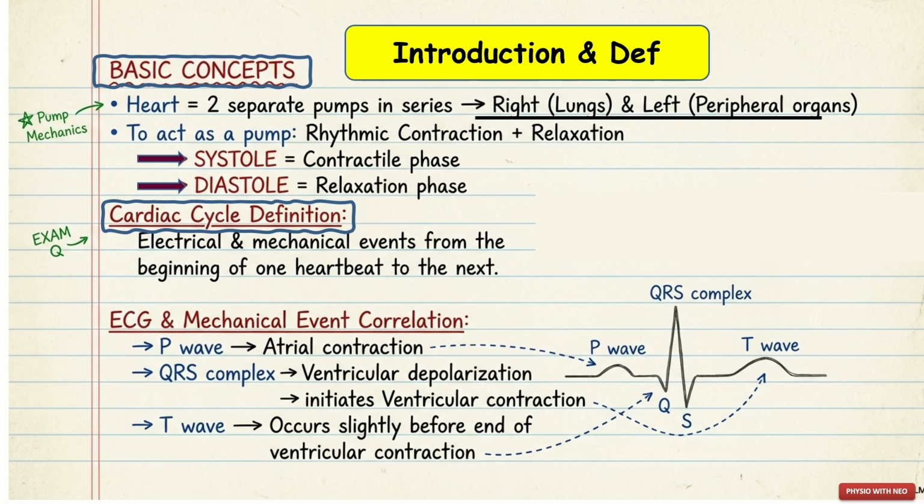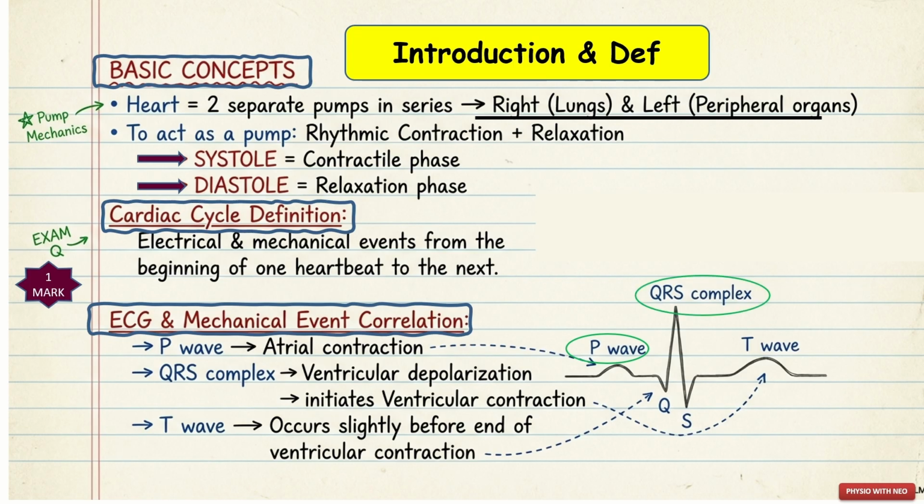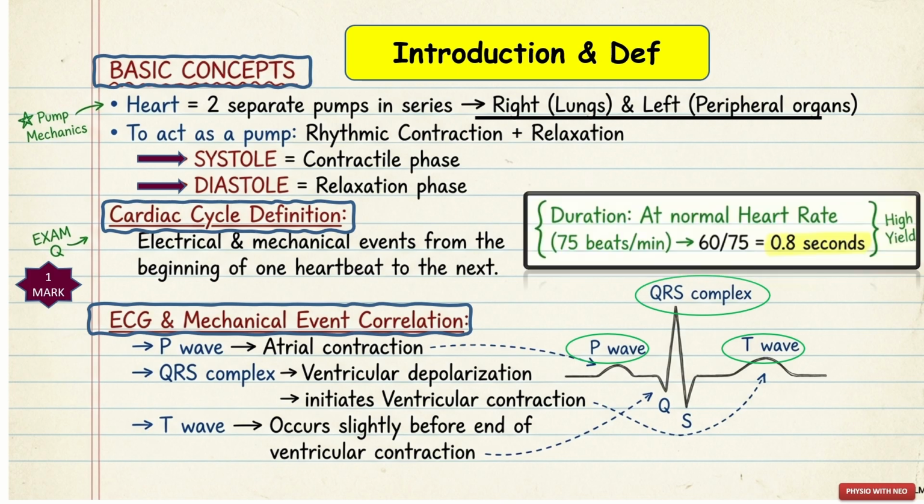This is a very important part of the answer because it carries 1 mark. For ECG and mechanical event correlation, you are going to draw this ECG. It shows the P wave, that is atrial depolarization followed by atrial contraction, the QRS complex, ventricular depolarization followed by ventricular contraction, and the T wave, ventricular repolarization followed by ventricular relaxation. To find out the duration of the cardiac cycle, it is calculated from the heart rate. If the heart rate is 75 beats per minute, that is 75 cycles in 1 minute, so one cycle takes about 0.8 second. This is a very important part, so you need to write it.